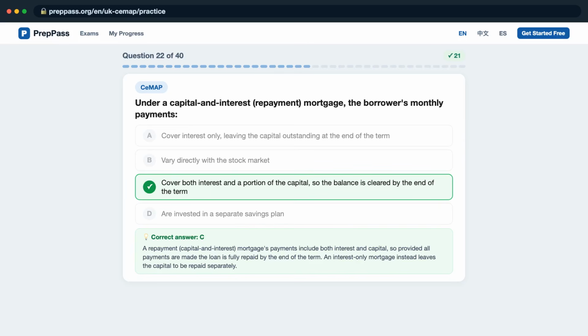The correct answer is C. A repayment, capital N interest, mortgage's payments include both interest and capital, so provided all payments are made the loan is fully repaid by the end of the term. An interest-only mortgage instead leaves the capital to be repaid separately.